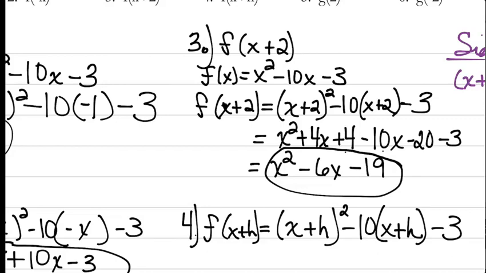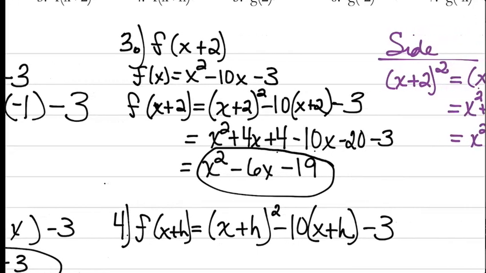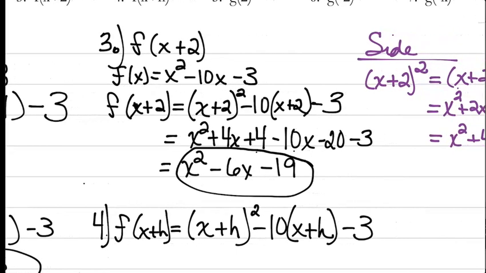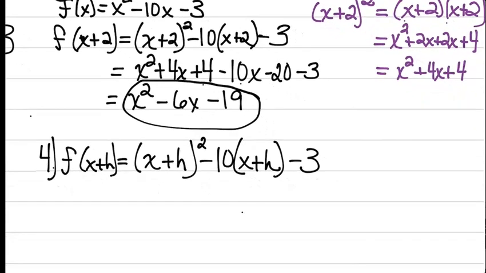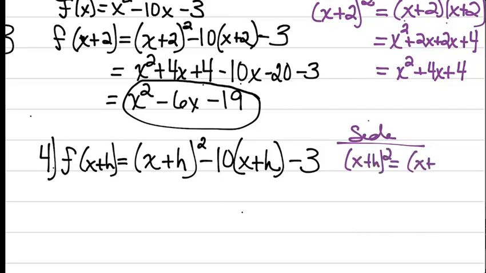Now I'm going to work this similar to how we worked number 3. So I'm going to go ahead and go on the side and take care of that x plus h, whole thing squared. I'll write it 2 times. I FOIL it out.